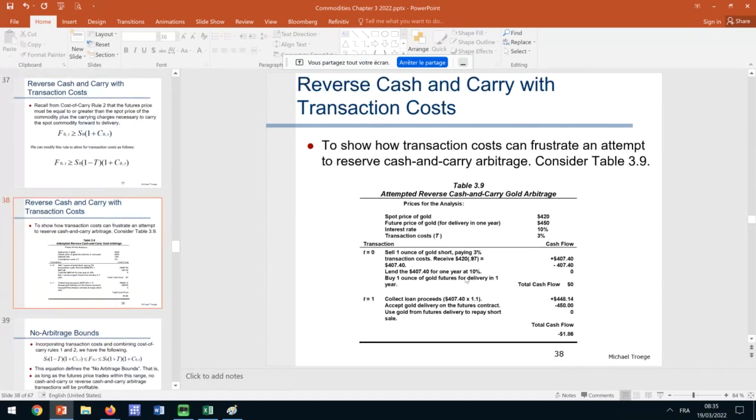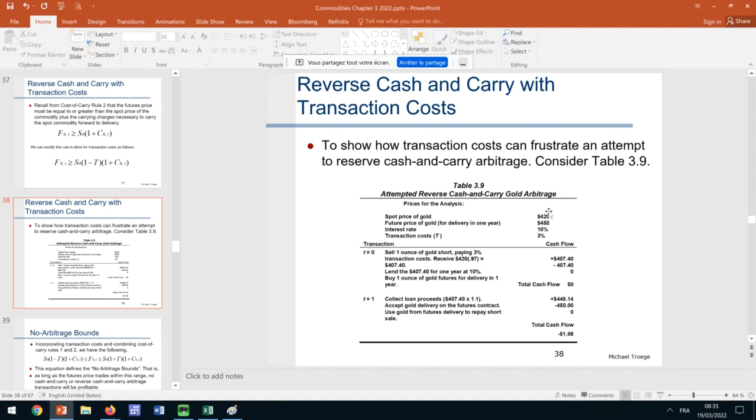So what happens with reverse cash and carry? Again, it works against you. You remember, for reverse cash and carry, you have to own gold. So you sell the gold, but then you have to pay the transaction cost with the money that you have raised from selling the gold.